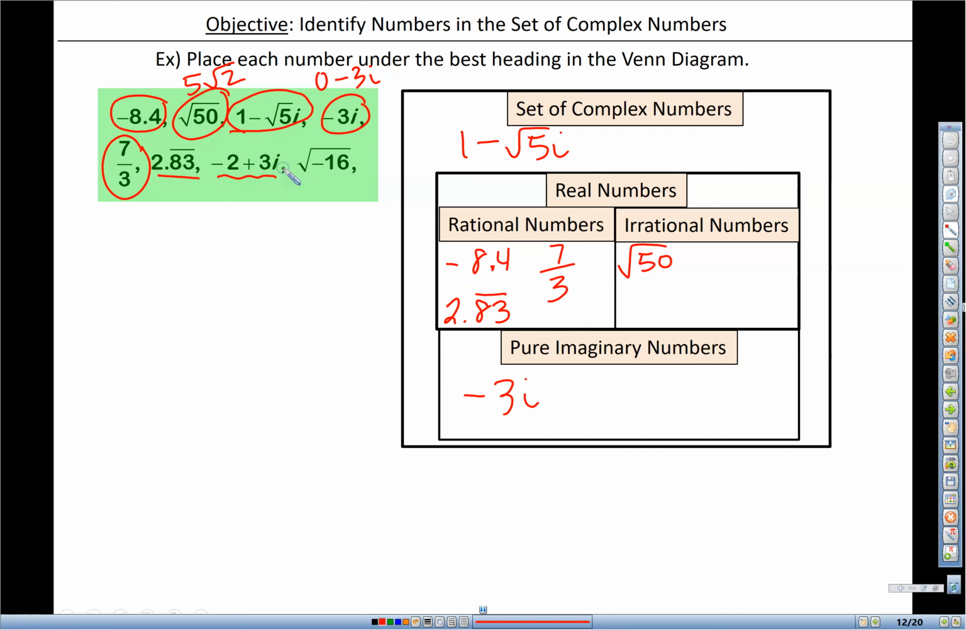Negative 2 plus 3i. We're again looking at that a plus bi form where a and b are not 0. That makes it complex, but not part of the subsets of real or pure imaginary. So it belongs here.